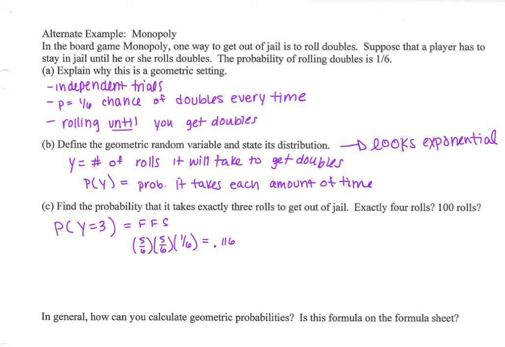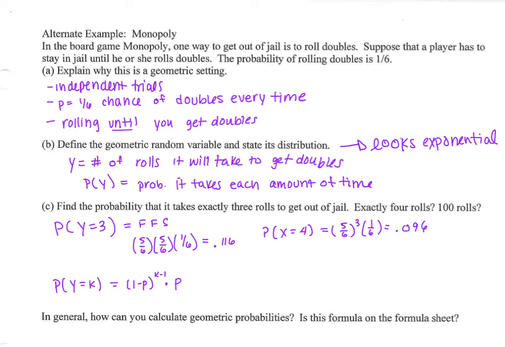And so really the way that you should do this is by setting up some exponents. The probability that y equals k is going to be the probability of failing to the k minus 1 power times the probability you succeed. That's always what it's going to be. So exactly 4 rolls, the probability that it takes 4 rolls will be I fail 3 times and then I succeed. And so that's going to be 0.096.